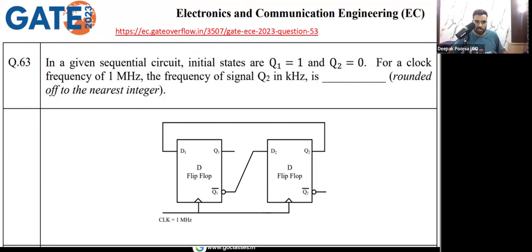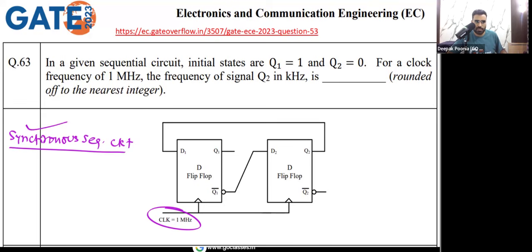This is synchronous sequential circuit. You can notice because the same clock signal is applied to both the flip-flops. Okay, we have two D flip-flops, and the common clock signal is applied to both the D flip-flops. So I can say that this is synchronous sequential circuit. This is the first thing to notice. Now let's see the next.